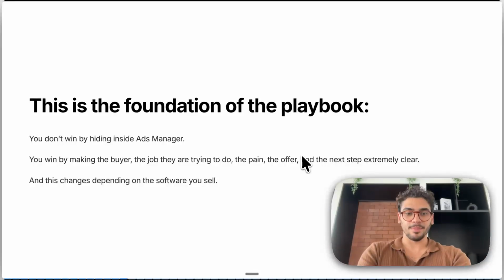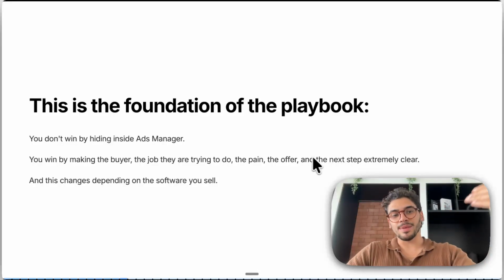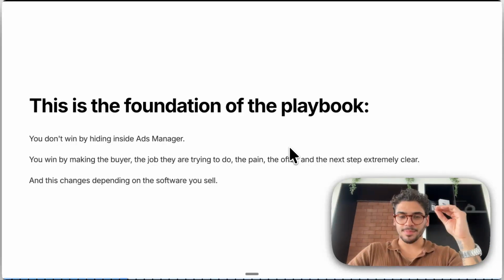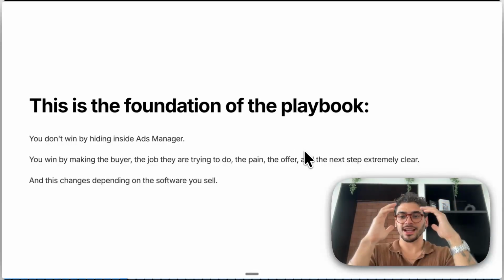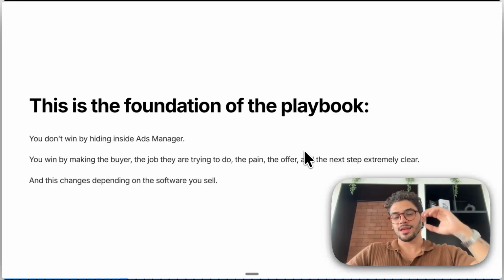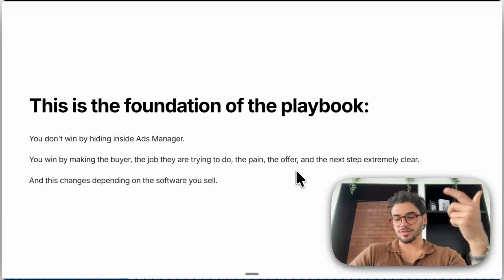You don't want to win by hiding inside Ads Manager, right? You win by making the buyer, the job they are trying to do, the pain, the offer, and the next step extremely clear, right? You need to understand that. You want to show everything to them so they know exactly what to do. And this changes depending on the software you sell.